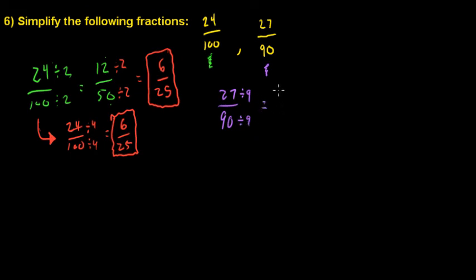27 divided by 9 is 3, and 90 divided by 9 is 10. And there we have it. In its lowest terms, 3 and 10 do not share any common factors. This has been fully simplified to 3/10. These fractions are the same. 27 over 90 is the same as 3 over 10. They mean the same thing, but 3 over 10 is in the simplest terms.